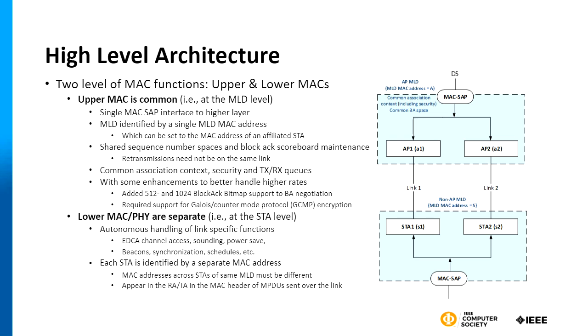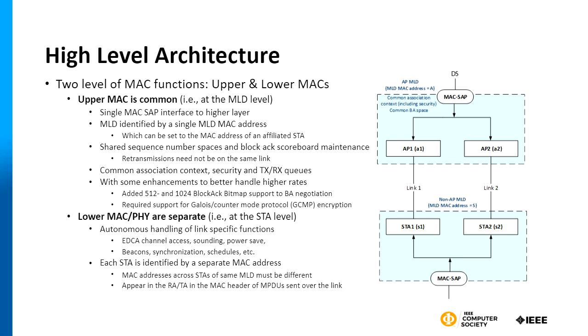Anything related to sequence number maintenance, and block scoreboards that are used to track the receive status of packets, is kept at the upper MAC, so that the entity determines whether the frames are being received correctly, whether there are any duplications that need to be dropped, and so on. And of course, security is also handled at the upper MAC to ensure that all packets being received are decrypted and validated in an unambiguous manner.